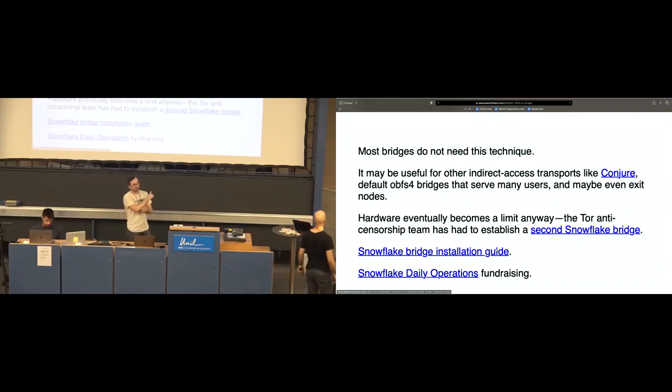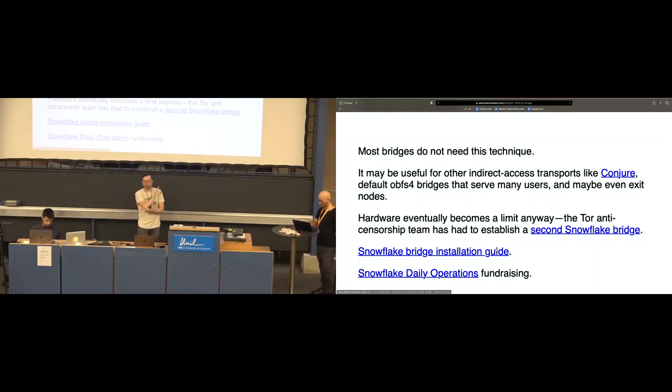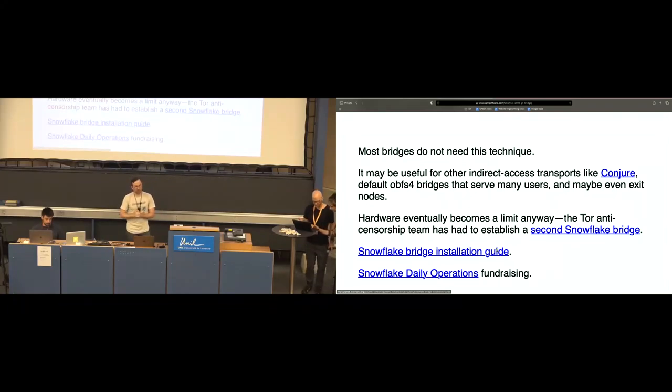But this could be useful for bridges for other types of indirect access transports, like Conjure, which is an up-and-comer in Tor Browser. You can actually use it now. The Conjure bridge could also benefit from something like this. And I would really be interested in seeing this technique applied to exit nodes and seeing whether it's relevant there.